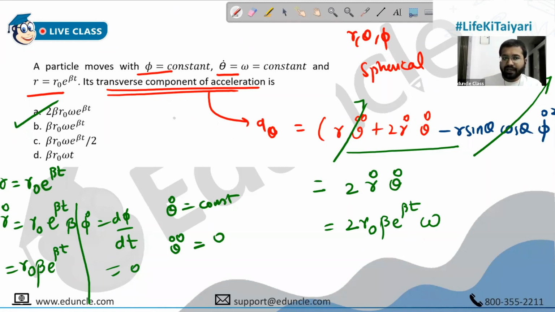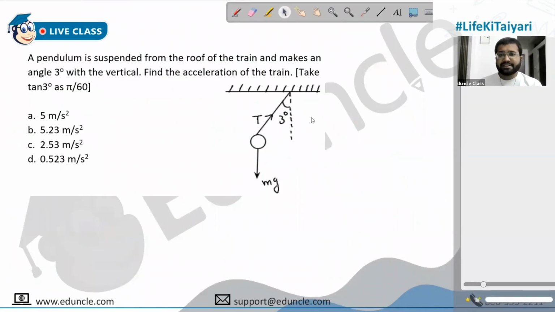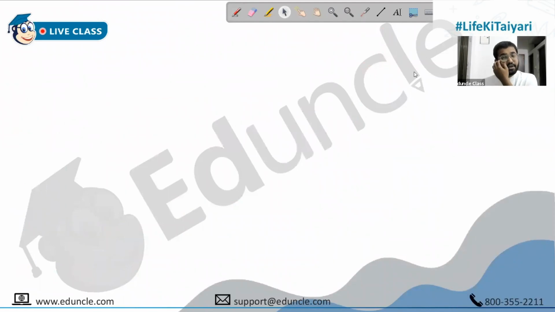If at all they plan to ask a question on this, it has to be something like this on spherical. It has to be something. Next, proceeding ahead. So I think these were the only questions that I wanted to take on the first chapter, but let me see what is the fourth question. Fourth is now related to Newton's law.